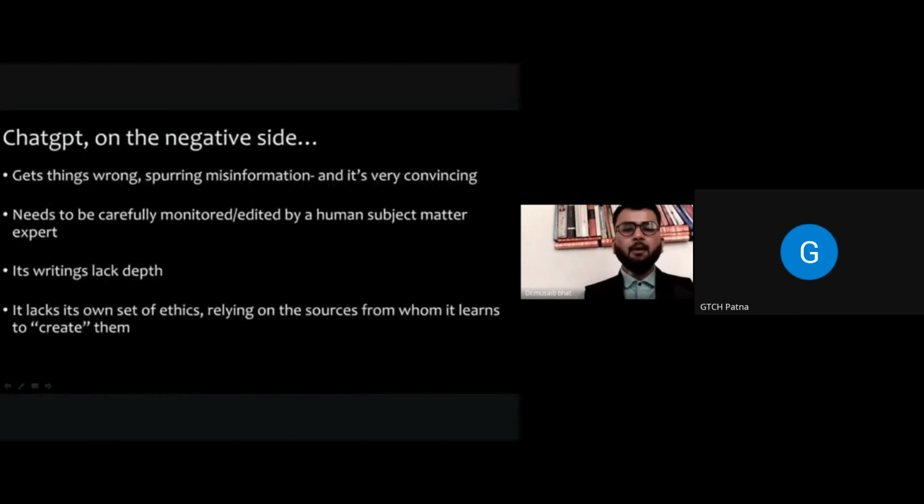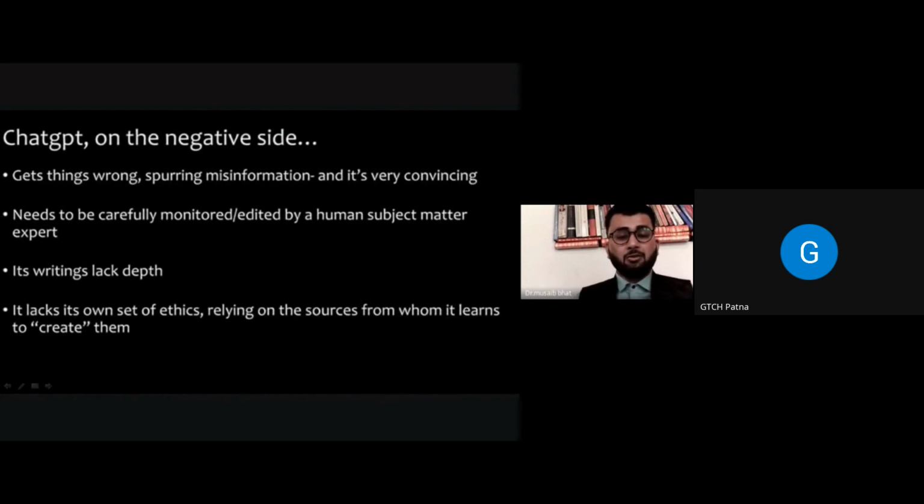Okay, then what are the negatives of ChatGPT right now? It gets things wrong sometimes. I have seen it can get things wrong. It can spur even misinformation because most of its data is fed from search engines like Google, Yahoo and other things. If there is a misleading article on the net, it can use that information as well. So we need to be very cautious about that. It needs to be carefully monitored and edited by a human subject matter expert.